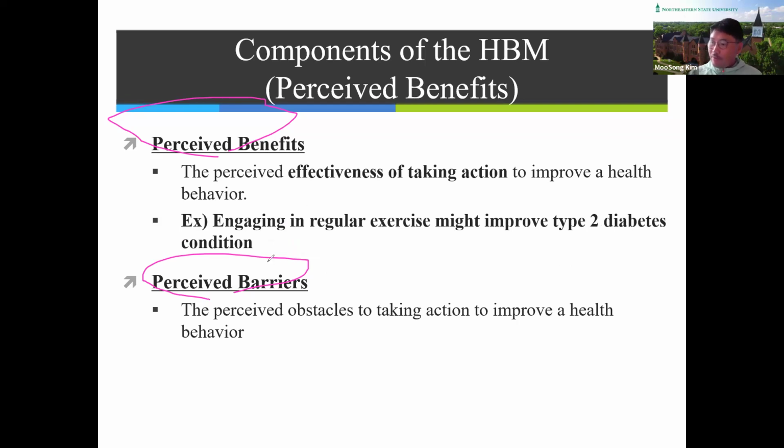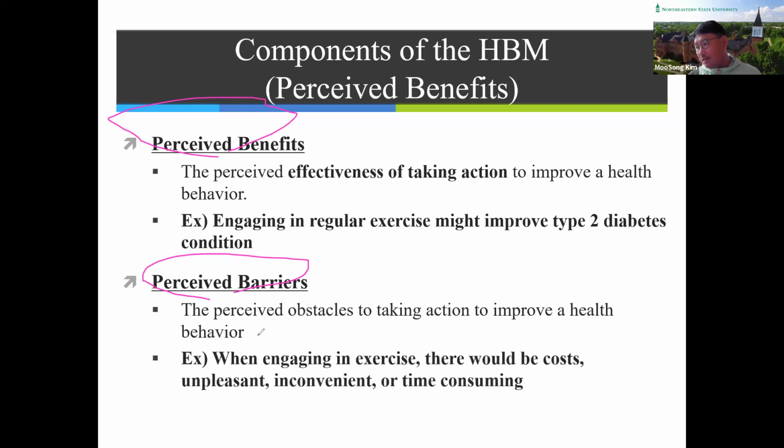And we also have perceived barriers under the perceived benefit. Perceived barriers are the perceived obstacles to taking action to improve health behavior. To engage in regular exercise, people might have obstacles, like not having enough time or money, or not having access to fitness facilities. So we always have some perceived barriers when we try to take action. When engaging in exercise, there would be costs, like unpleasantness, inconvenience, or being time consuming.